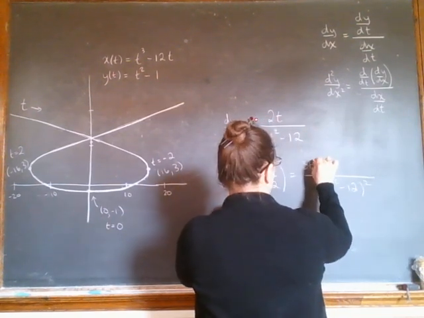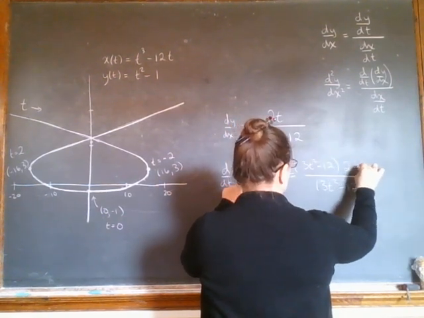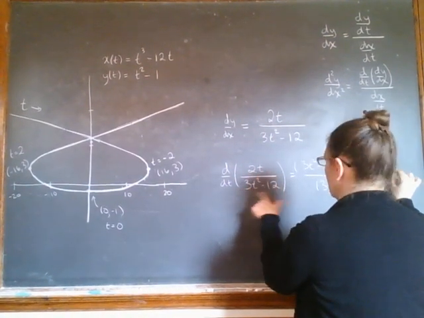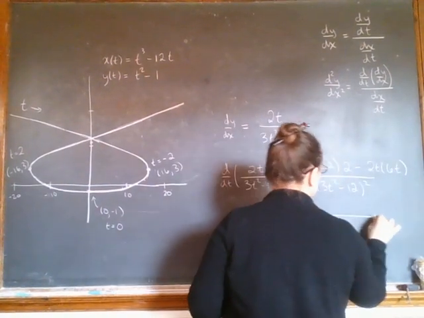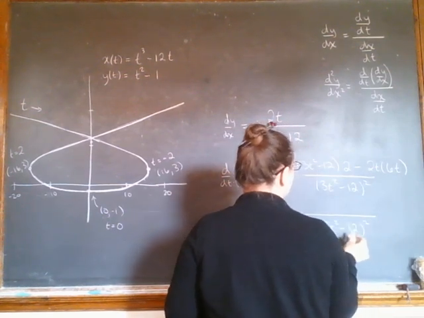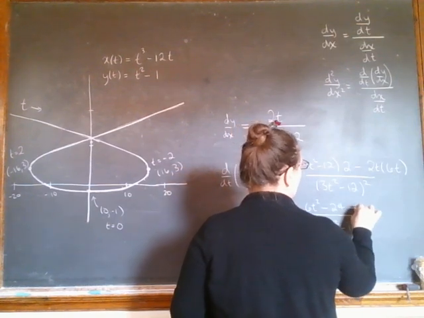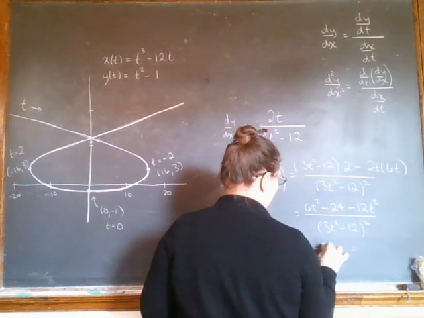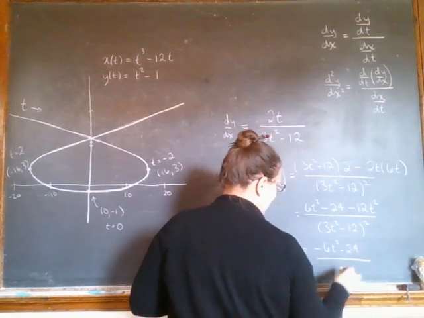So this one times the derivative of that, minus this one times the derivative of that. Okay, so this is 3t squared minus 12 quantity squared. This is going to be 6t squared minus 24 minus 12t squared. So I get minus 6t squared minus 24 over this guy squared.